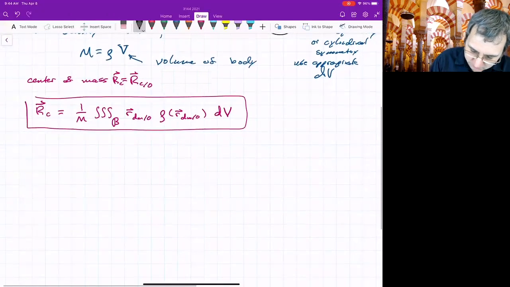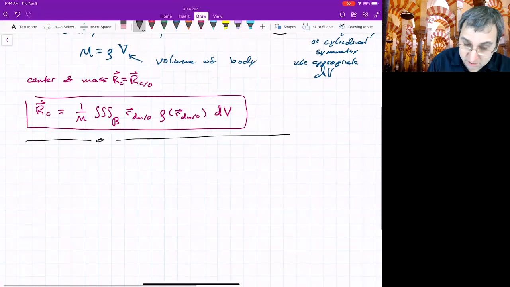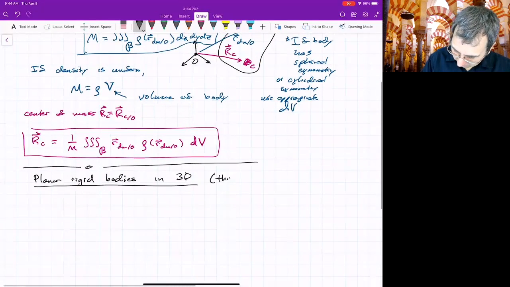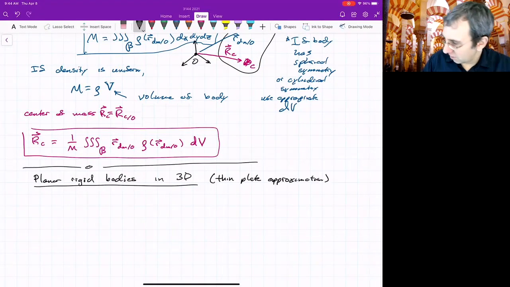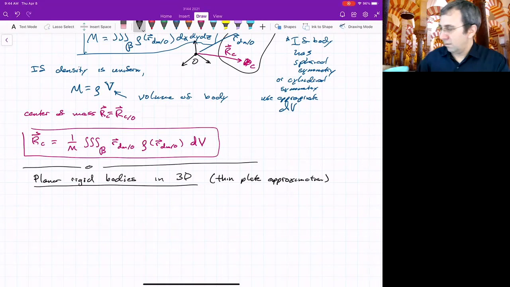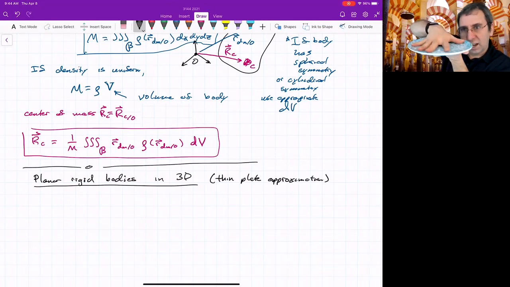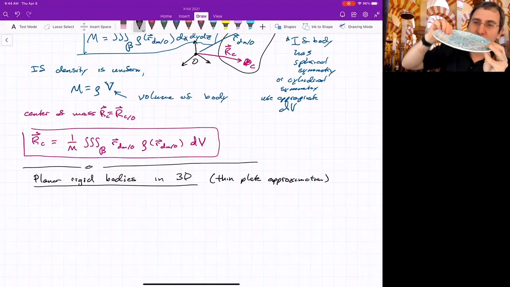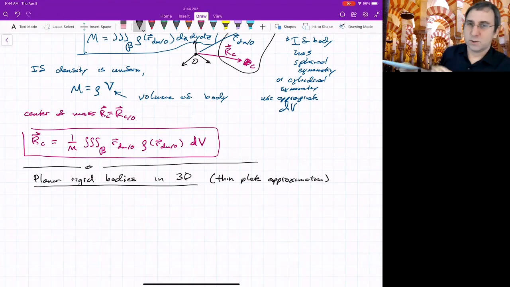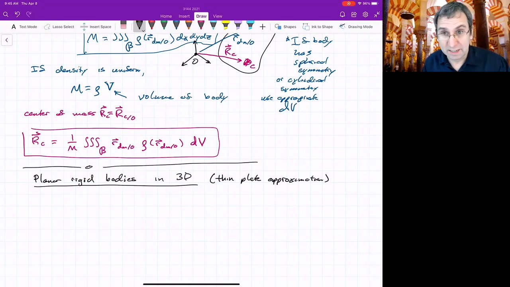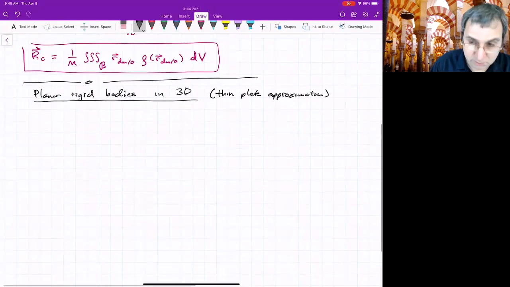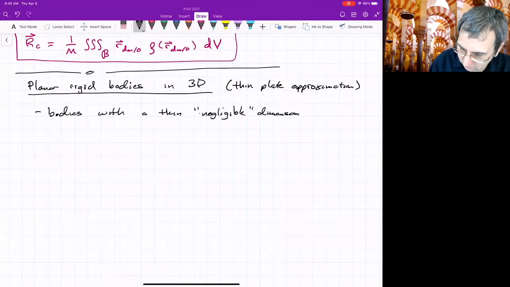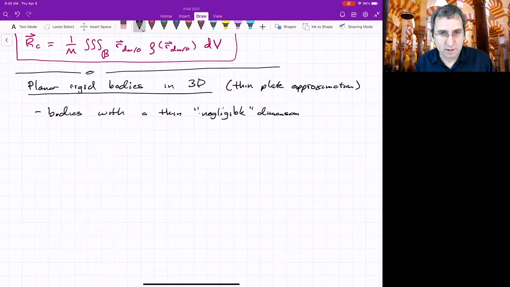So one big approximation is if you have a thin plate or a planar rigid body. This would also be the thin plate approximation. It's an approximation because anytime you have something thin, so here's a plate, this isn't exactly flat, but it's got two dimensions that are pretty big compared to the third one, very tiny. So if we have a negligible or thin dimension, then we can simplify the calculation of things. Bodies with a thin, negligible dimension, if you have that, then you could use the thin plate approximation.